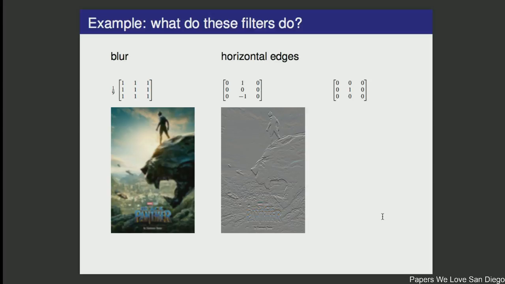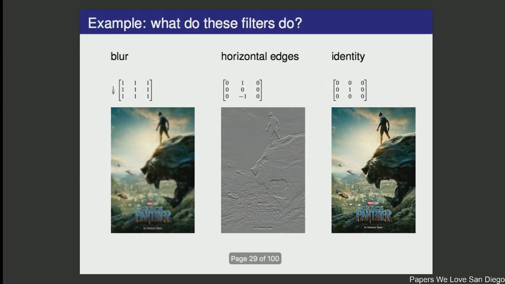Okay, and then this third one, what's it going to do? It's going to take the central pixel, multiply it by 1, and return that. So nothing, right? Returns the same image. So that's the identity filter.